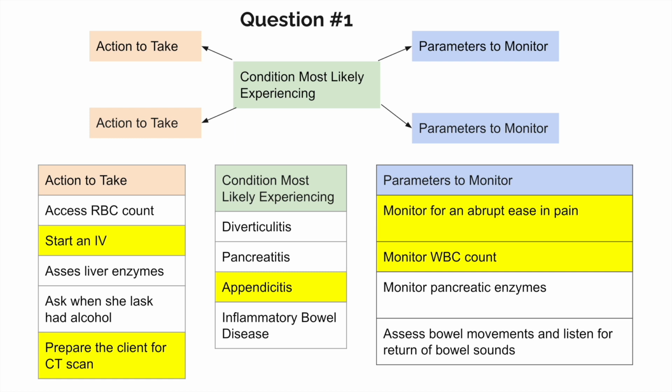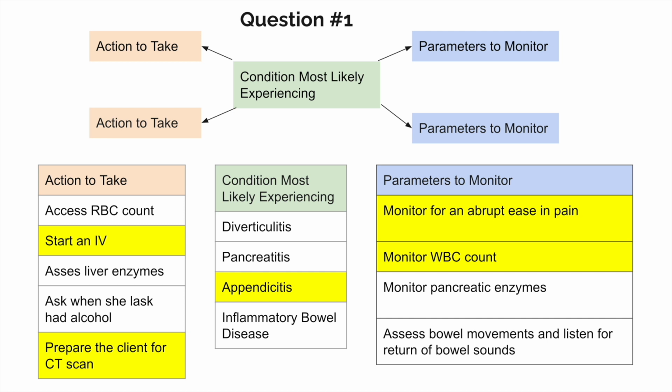We'll want to monitor for an abrupt ease of pain. And the reason for this is if the patient tells you, oh, my pain's gone, it's gone, that could mean that the appendix has ruptured. If a patient tells you, oh, my pain is gone, and they had appendicitis, definitely notify the provider.